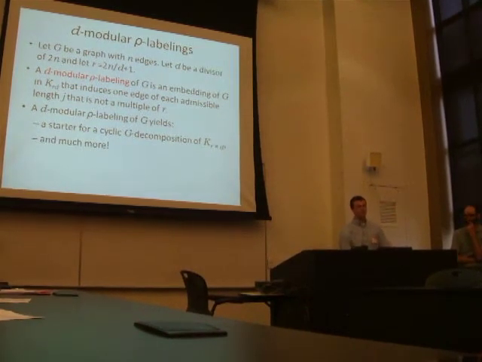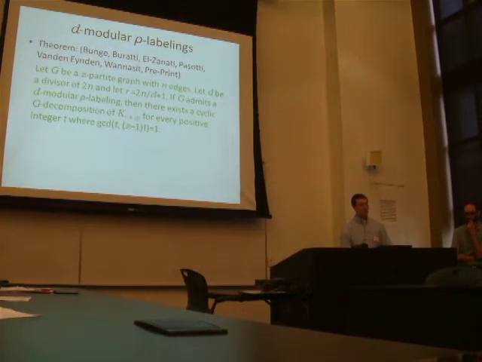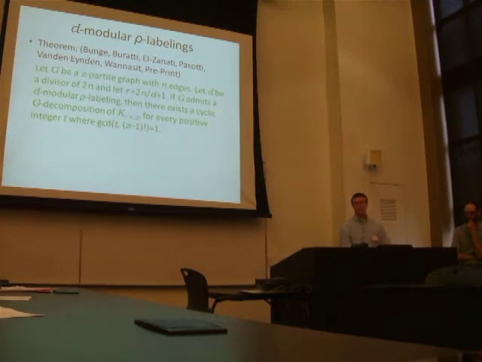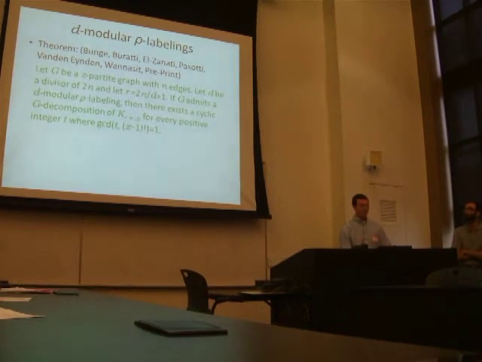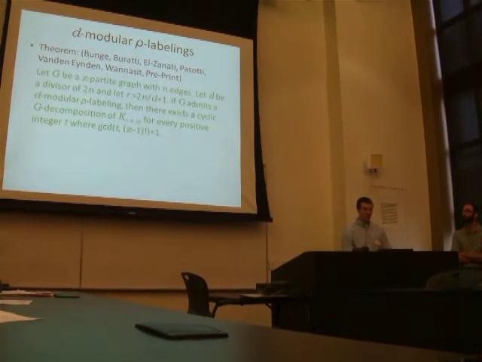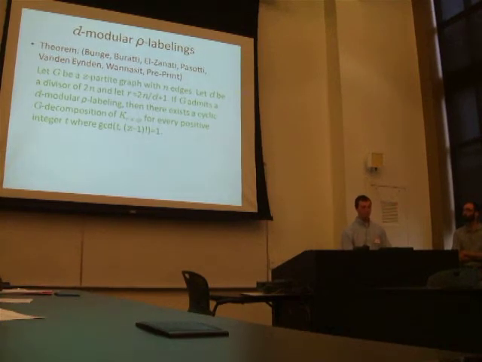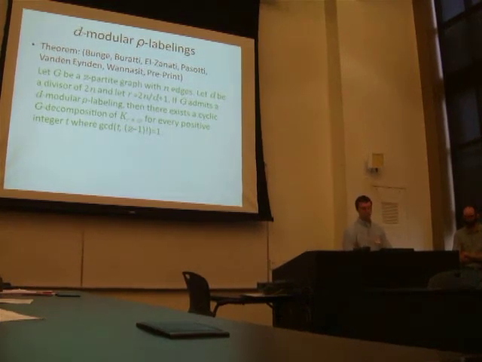And this is due to a theorem from Professor Alspach and others, which says that if we have G, a z-partite graph with n edges, and D is a divisor of 2n, R equals 2n over D plus 1, if G admits a d-modular row labeling, then there exists a cyclic G decomposition of KR cross Dt for every positive integer t that's relatively prime to (z minus 1) factorial.